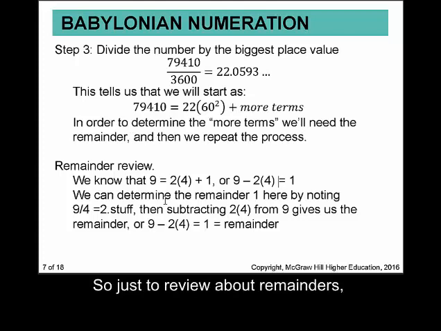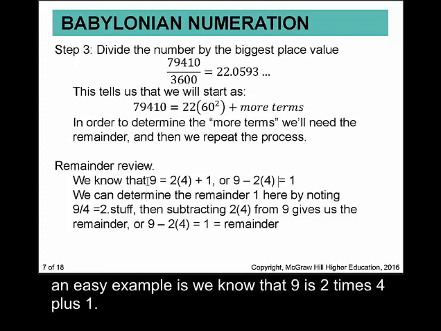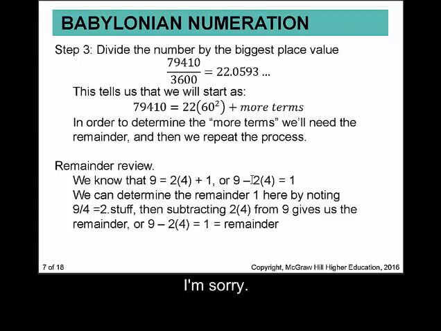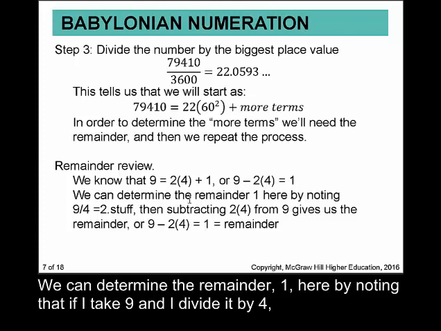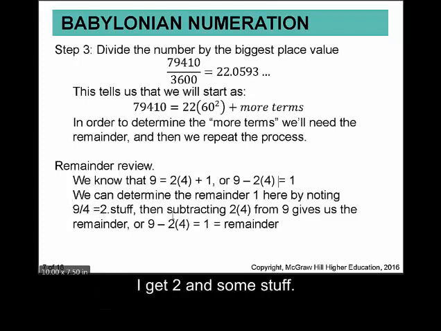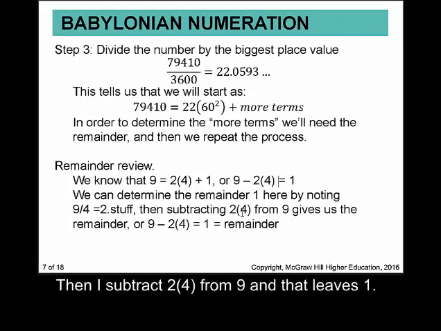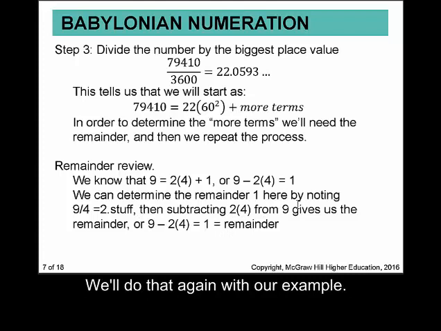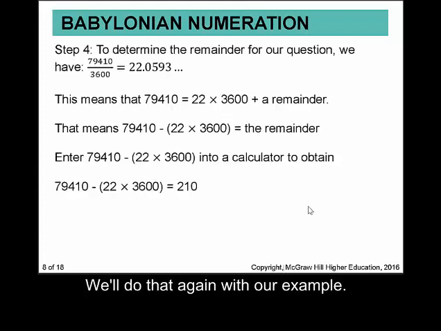So just to review about remainders, in this easy example, we know that 9 is 2 times 4 plus 1, or 9 minus 2 times 4 is equal to 1. We can determine the remainder 1 here by noting that if I take 9 and divide it by 4, I get 2 and some stuff. Then I subtract 2 times 4 from 9, which gives me my 1. We'll do that again with our example.